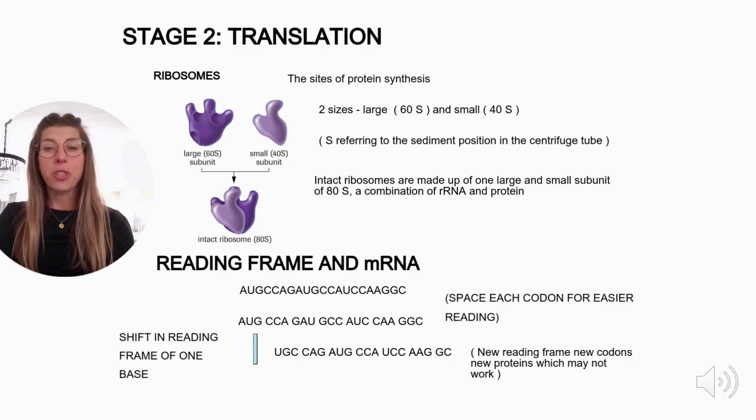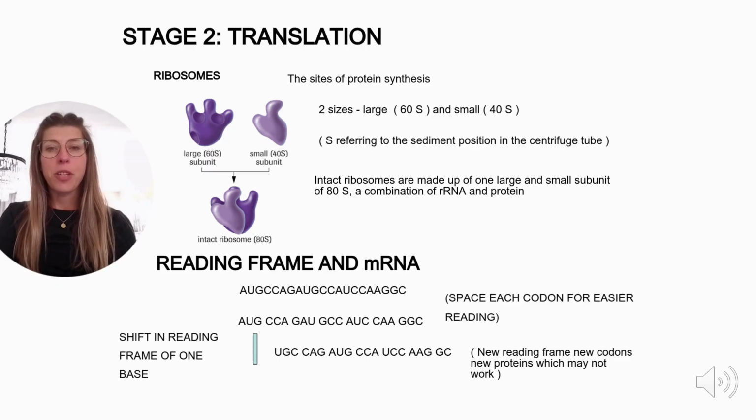There's the large subunit, which is called 60S, and the small subunit, which is called 40S. That S actually refers to the sediment position in the centrifuge tube. So when these ribosomes are put in a centrifuge tube and they spin around and divide its constituents based on its density, the large ones end up in a position at the 60 in the tube and the smaller ones at 40. So these combine together to form an intact ribosome.